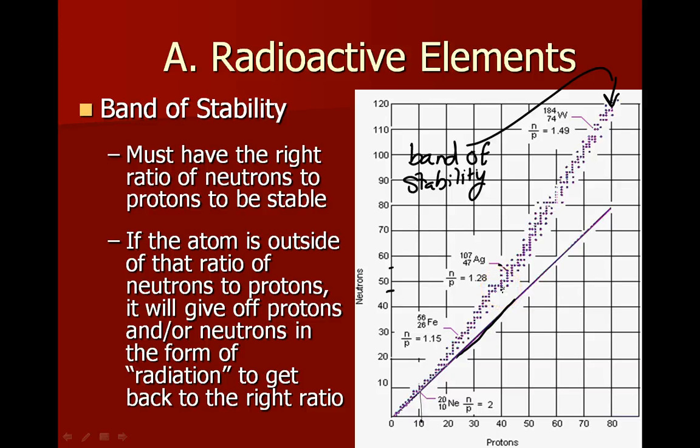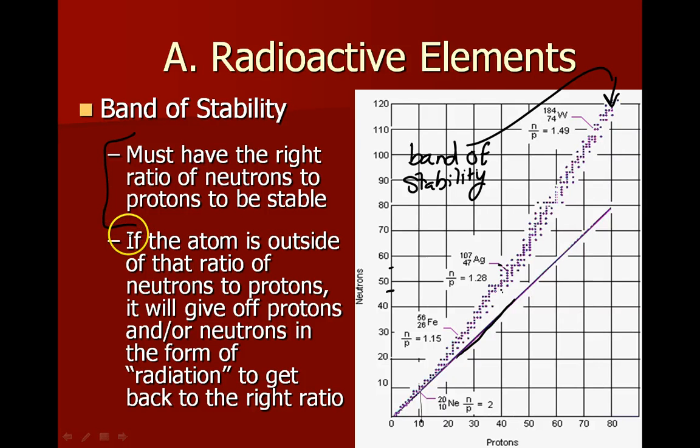The more of them there are, the more neutrons you need there to keep the peace between them, to keep them stable and nearby. So you have to have the right ratio of neutrons to protons in order to be stable. You don't need to memorize those ratios, but you should be able to read a graph and know what isotopes would be stable and which ones would not be.